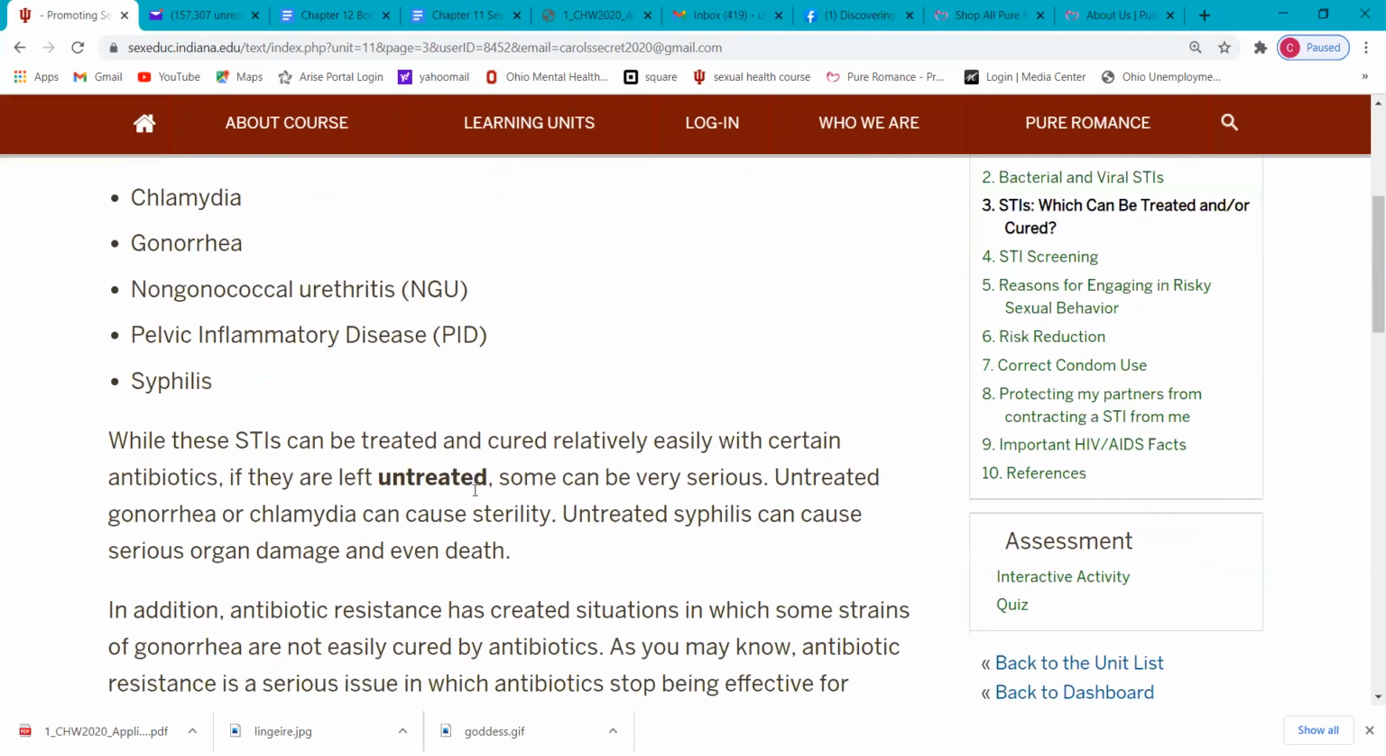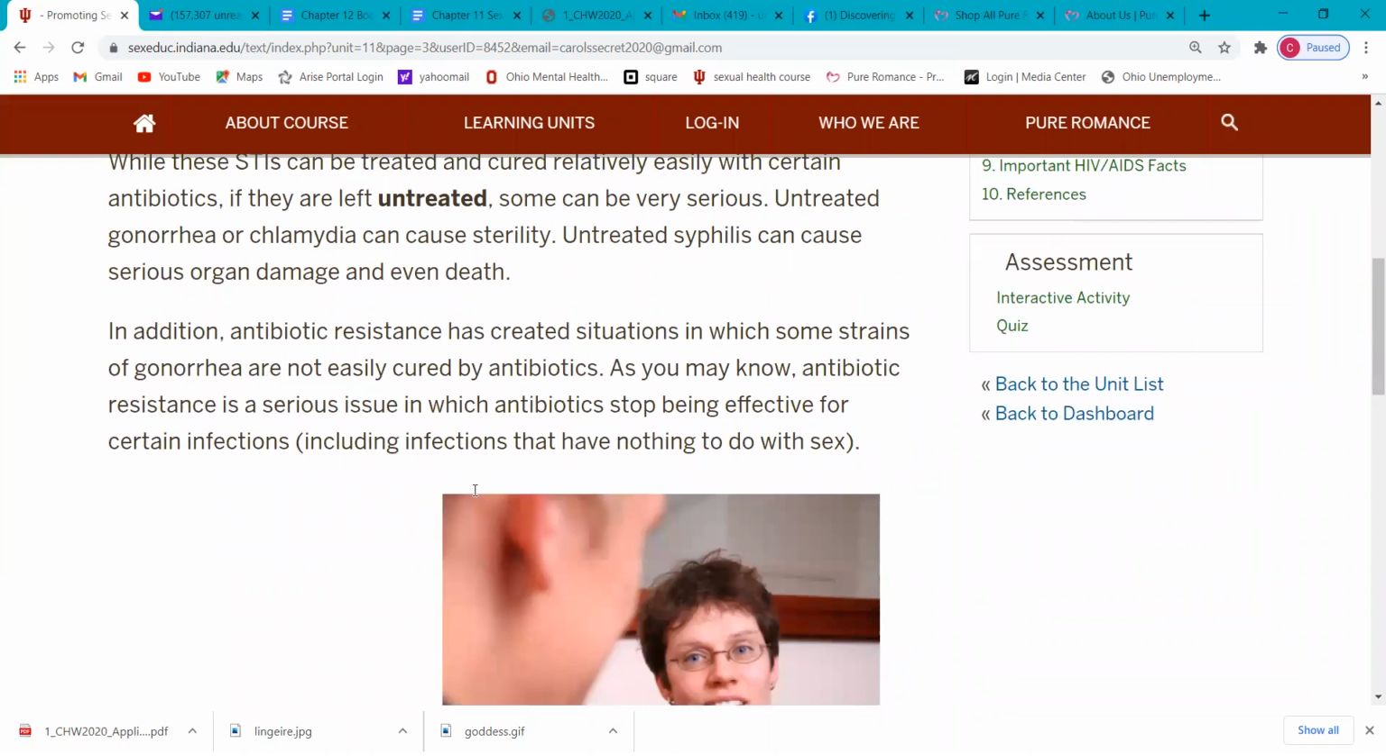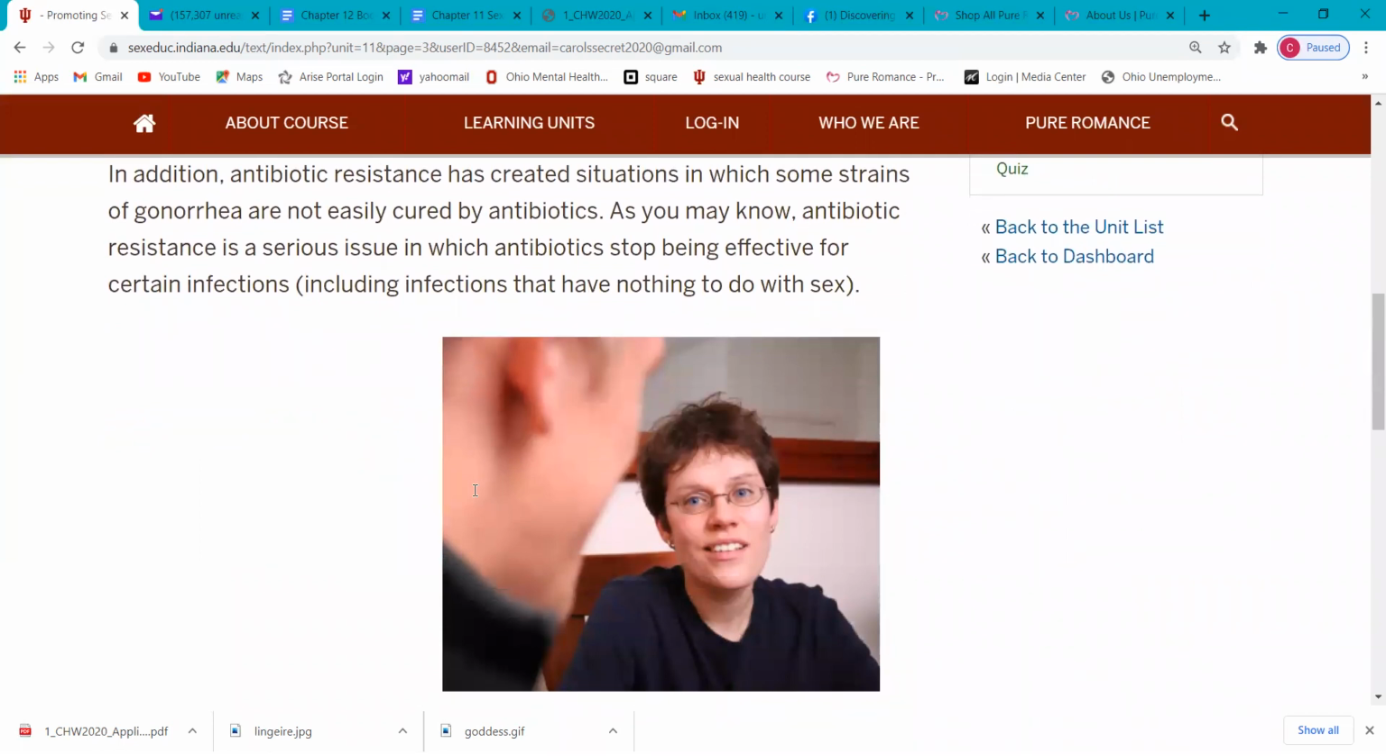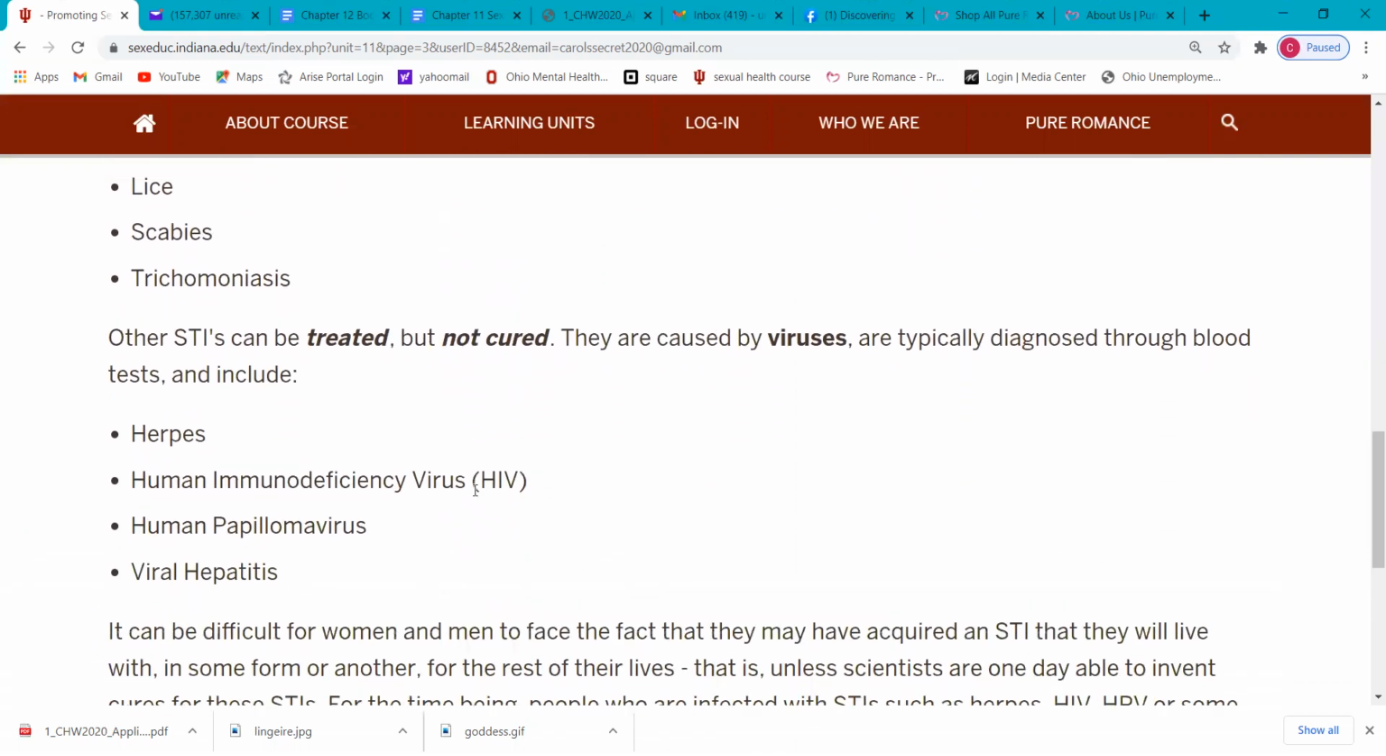While these STIs can be treated and cured relatively easily with certain antibiotics, if they are left untreated, some may be very serious. Untreated gonorrhea or chlamydia can cause sterility. Untreated syphilis can cause serious organ damage and even death. In addition, antibiotic resistance has created situations in which some strains of gonorrhea are not easily cured by antibiotics. As you may know, antibiotic resistance is a serious issue in which antibiotics stop being effective for certain infections, including infections that have nothing to do with sex.